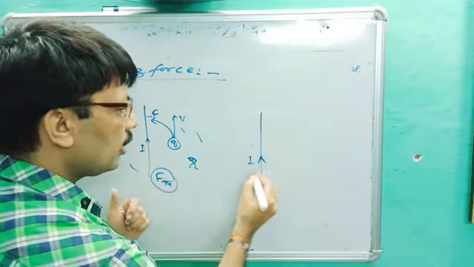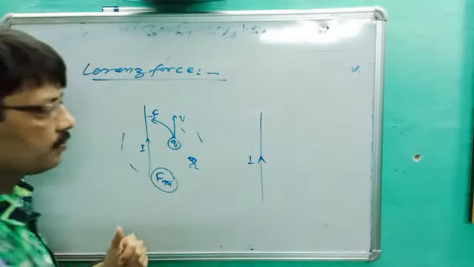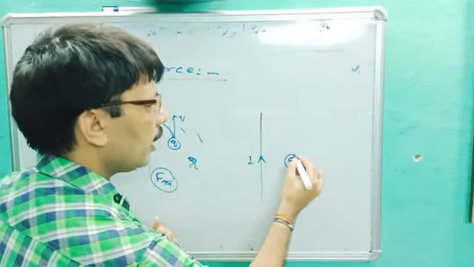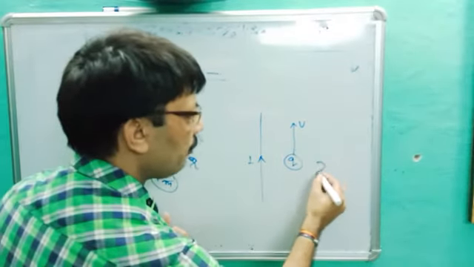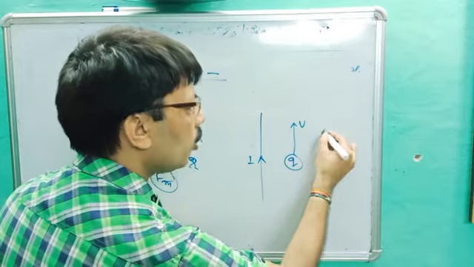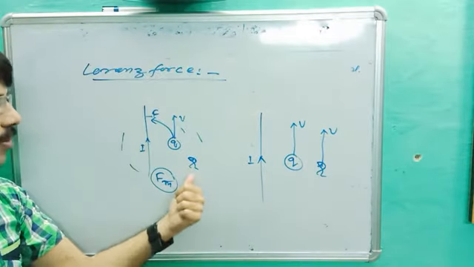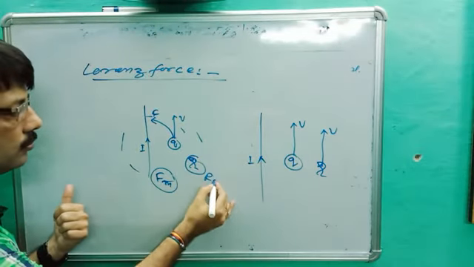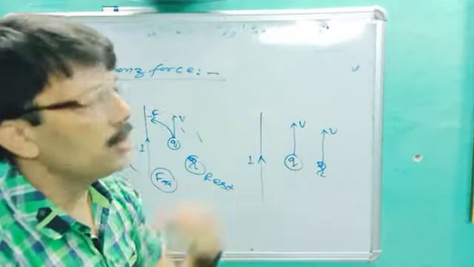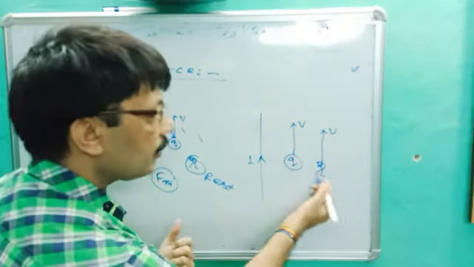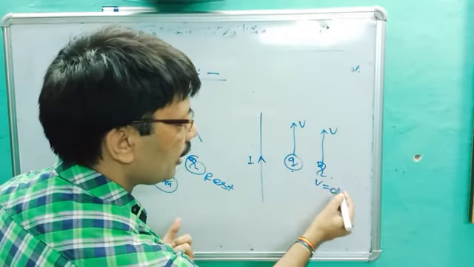Let's take the same thing: the flowing current is I, and again the charged particle Q is moving with velocity V. This is the concept of physics. In the same way, the observer is also moving with velocity V. Here the observer was at rest, while here the observer is moving with velocity V. Then what is the relative velocity between them? You better know the relative velocity is 0.